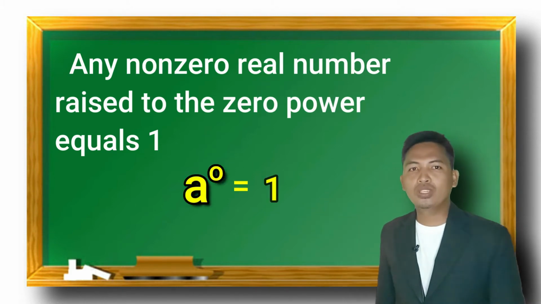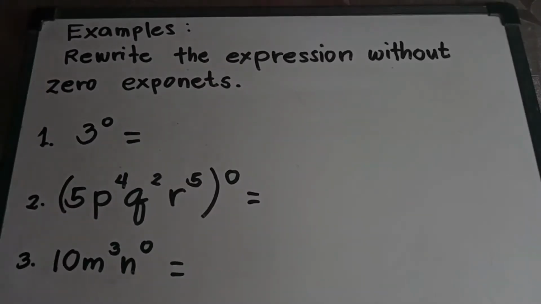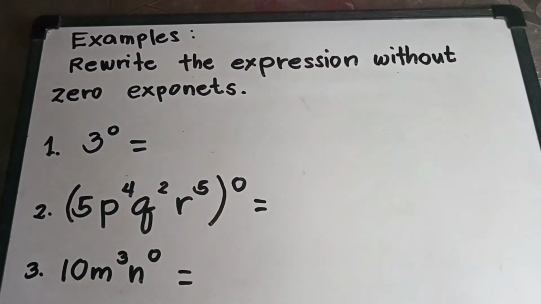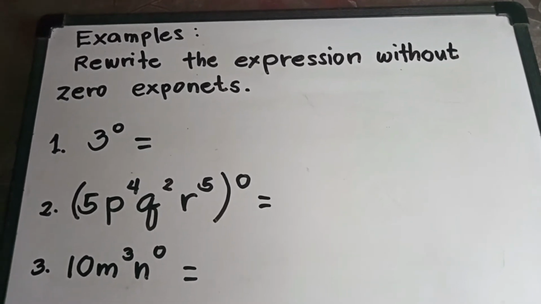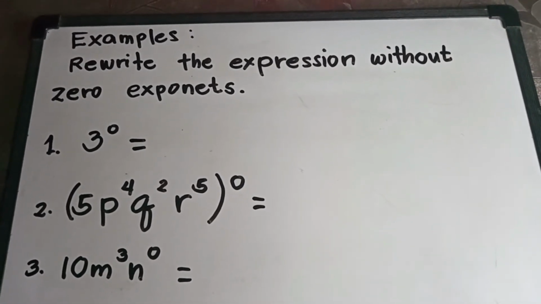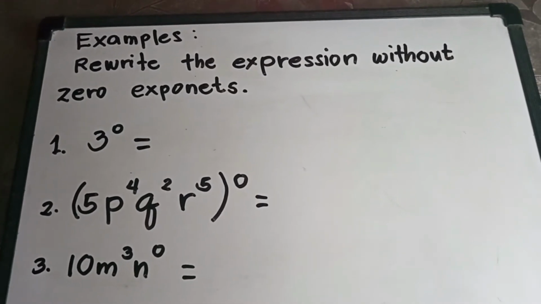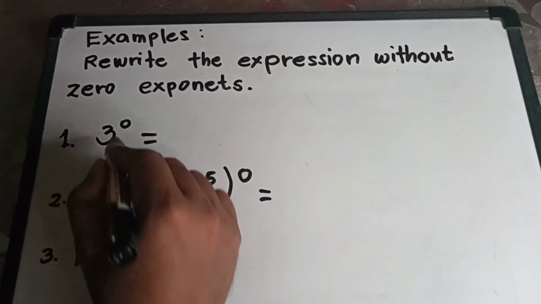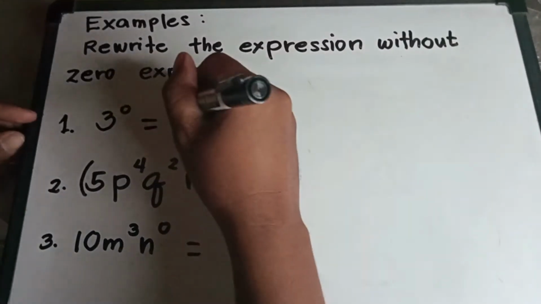So let's proceed to the examples. Rewrite the expression without zero exponent. Number 1, 3 raised to 0. So kanina, na-discuss natin na any number raised to 0 is equal to 1. Since ang exponent natin dito ay 0, pwede natin isulat ito as 1.